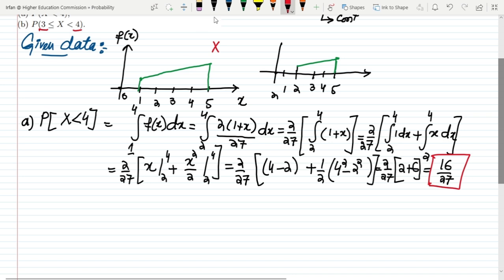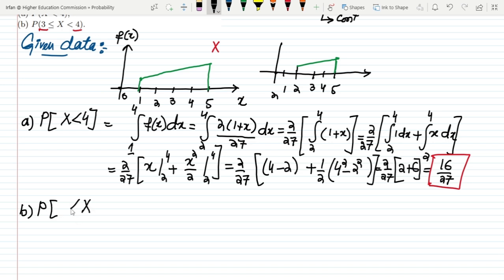Okay, so now this is part B of my question, and here I have to find the probability that x is greater or equal to 3 and less than 4. Okay, now in order to do so, I have to write these limits. So these will start from 3 to 4, because I have told you that I cannot discriminate between the nearest values in a continuous random variable.